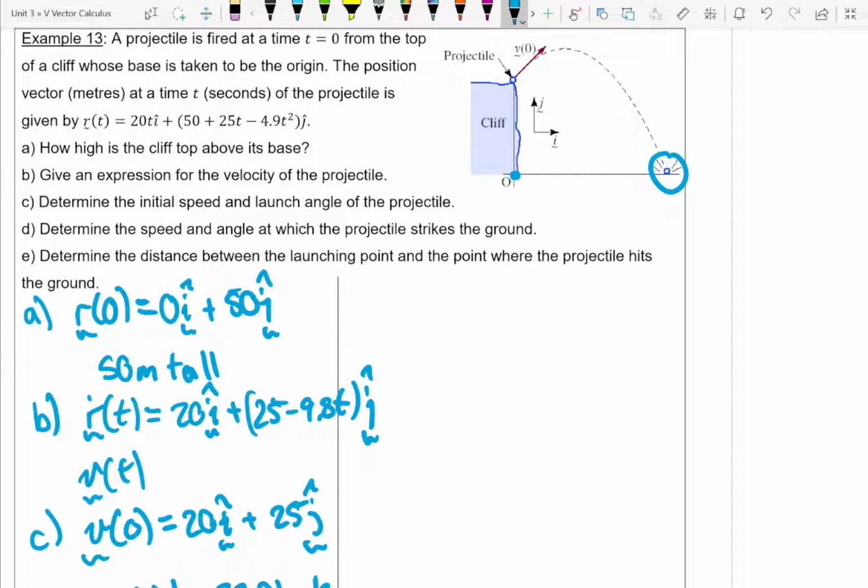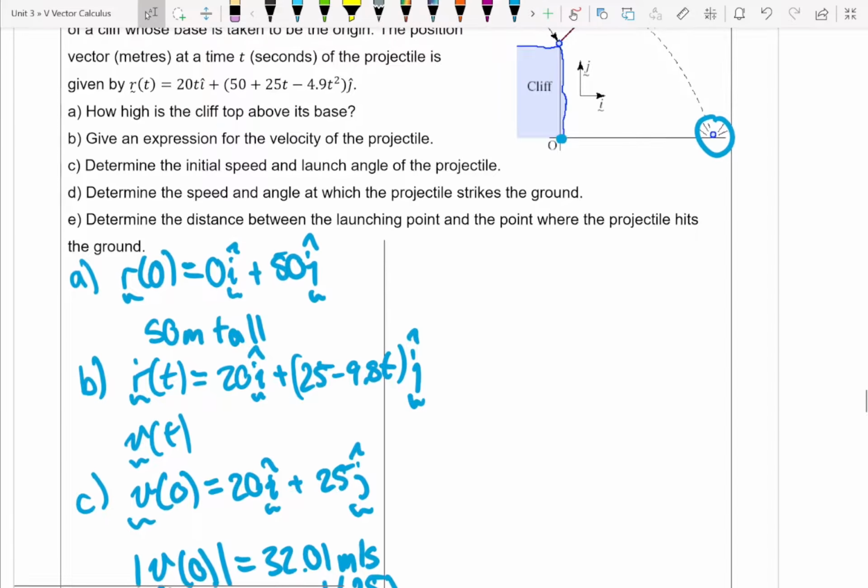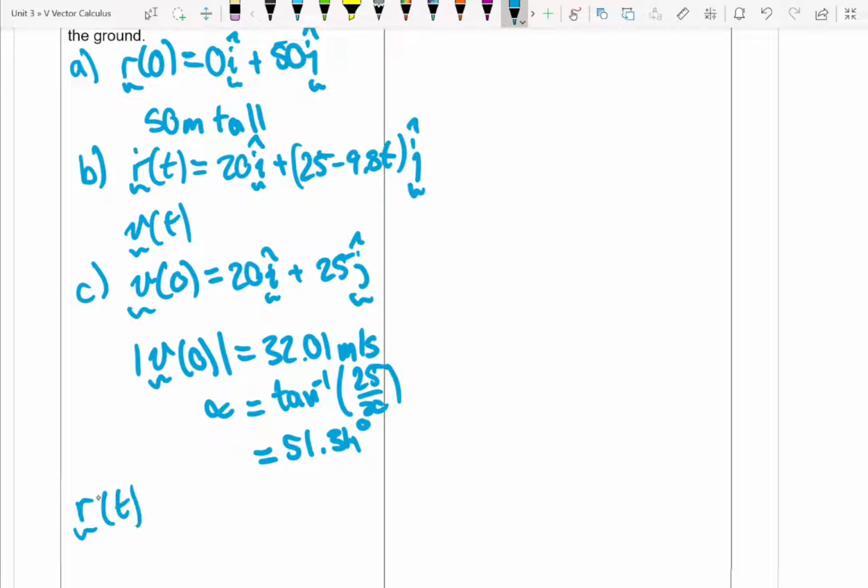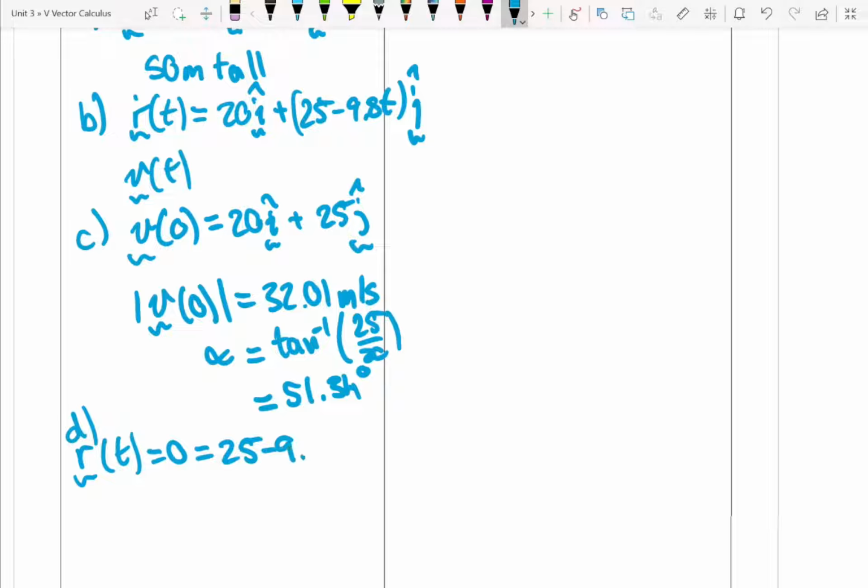So we need to know what the angle and the speed are when this event happens. To find that, we first need to determine when r of t is equal to 0. Looking at our components, the only one we can solve for is this 25 minus 9.8t. So 25 minus 9.8t is going to equal 0. Take the 9.8t to the other side, divide through. We get 25 divided by 9.8, which is 2.55 seconds.